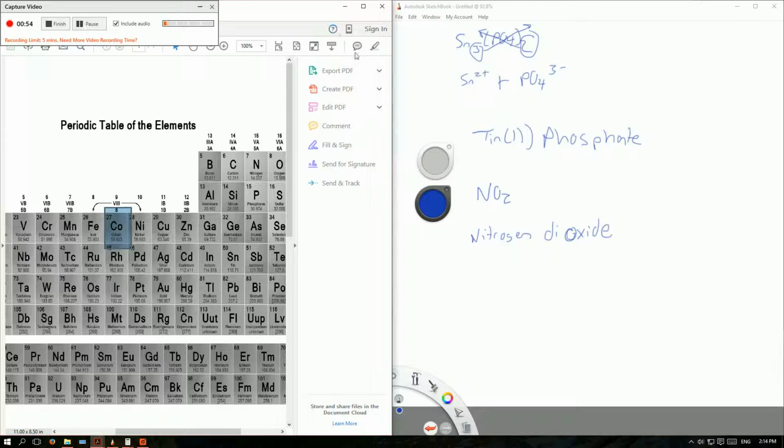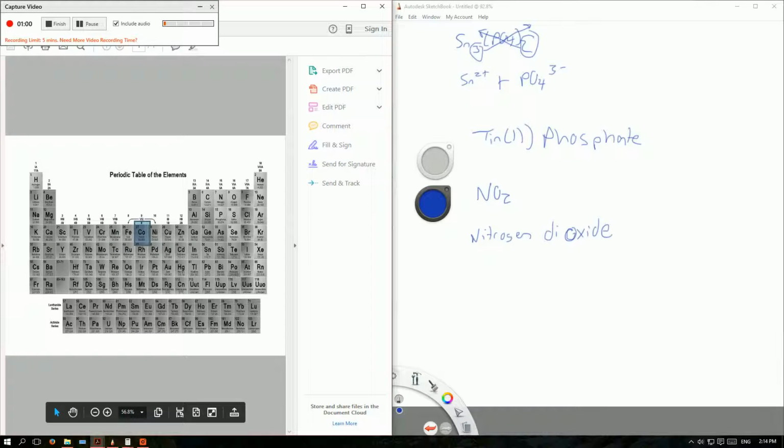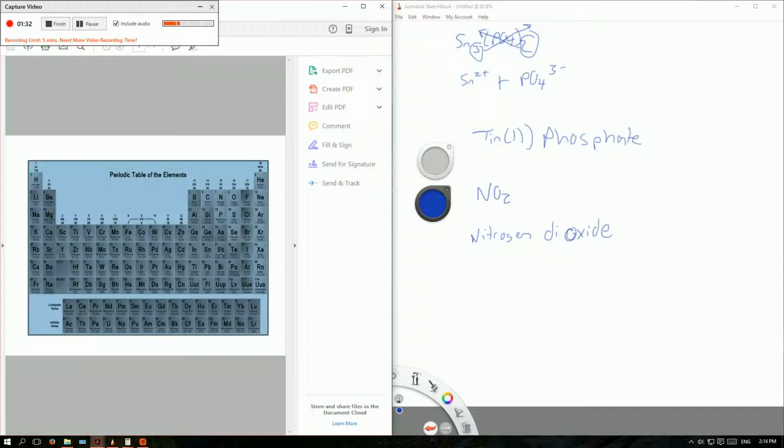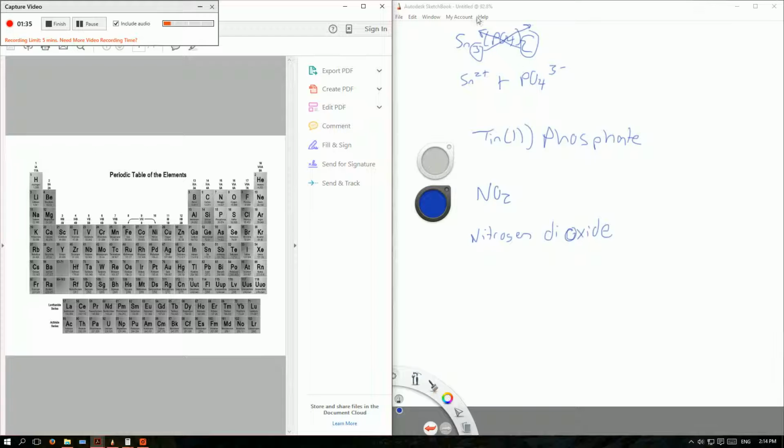And like I said, you look at this table and remember that it's basically these up here that are the nonmetals, and the metals make up most of the periodic table of elements. So N and O are both nonmetals, so they make covalent bonds, and that's why you have to use this convention. Tin and phosphate, tin is way Sn is here. Still within the metals, getting close, but still within the metals.